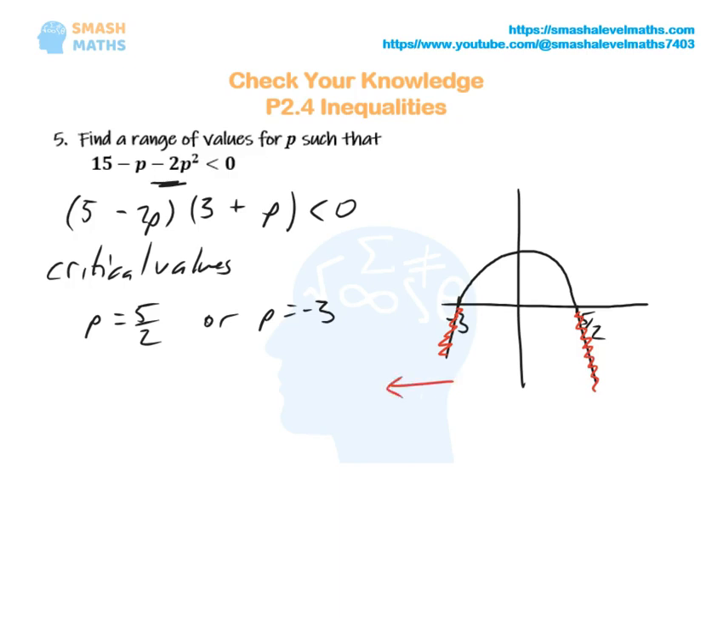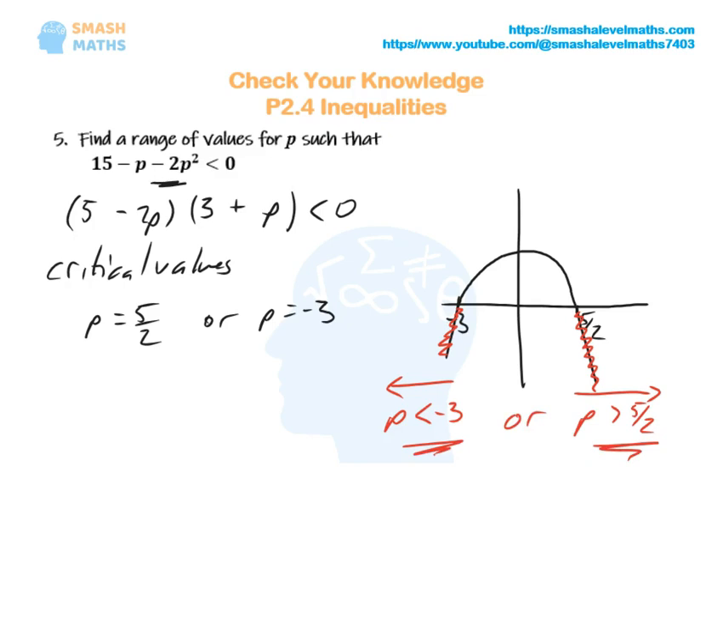We've got all of those values there, for which p would be less than minus 3. And I've got these values for p all up here, for which p would be greater than 5 over 2. So my range of values would be less than minus 3 or greater than 5 over 2.